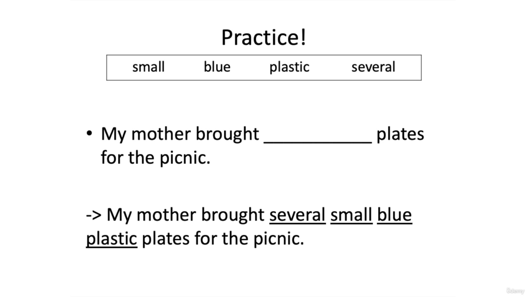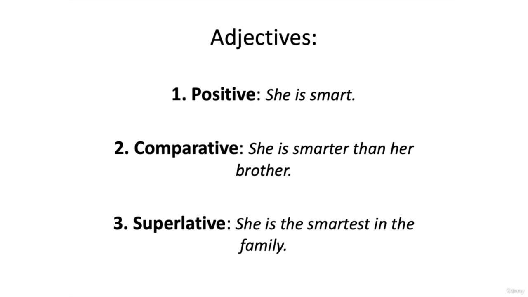My mother brought several small blue plastic plates for the picnic. These are cumulative adjectives and therefore must be arranged in order. In this case, we have the quantity, the size, the color or appearance, and the material. Great work! Now time to move on to comparatives and superlatives.